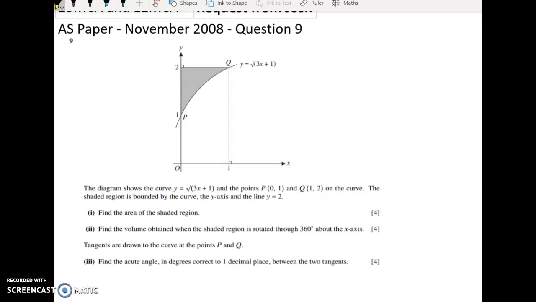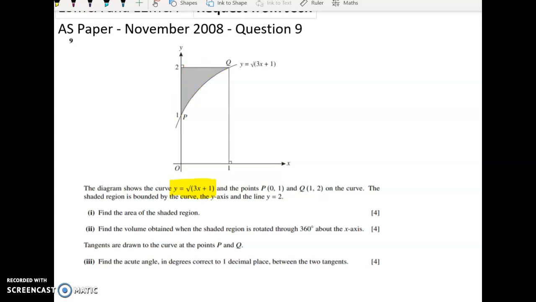We've got a curve, and the curve is y equals root 3x plus 1, and there are 2 points on that curve. But the shaded region is not just the area under the curve. The shaded region is bounded by the curve, the y-axis, and the line y equals 2. So pretty much as soon as you see it, you should think of a couple of things in here.